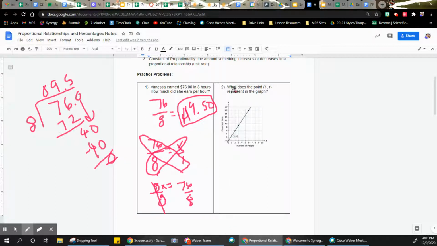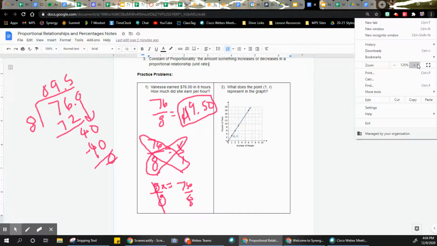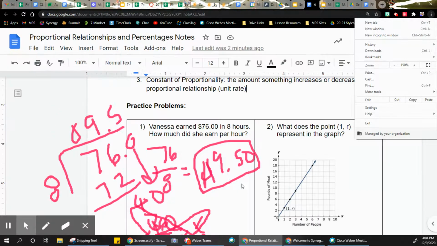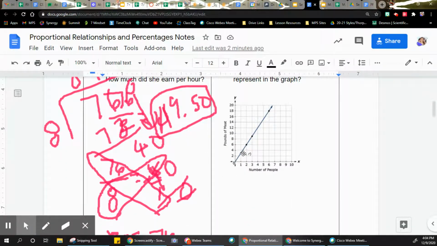Let's go over to problem number 2 now. It says, what does the point (1, r) represent on the graph? So right here we see (1, r) on our graph. If we wanted to zoom in, hold on, I can show you a little bit better. If we look at our scale, 1 means number of people, right? And r represents what? It says right here, pounds of meat. So it means how many pounds of meat for one person.